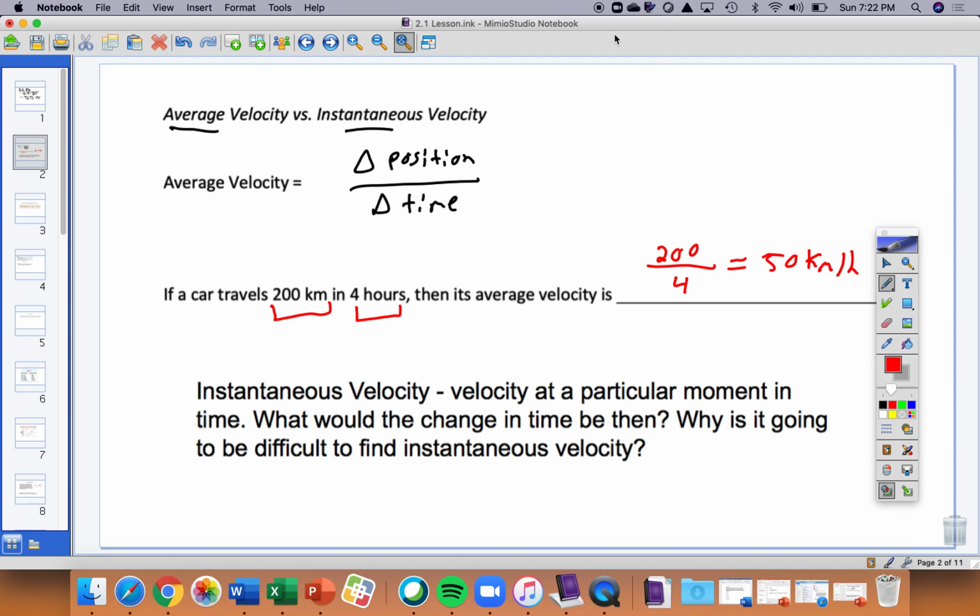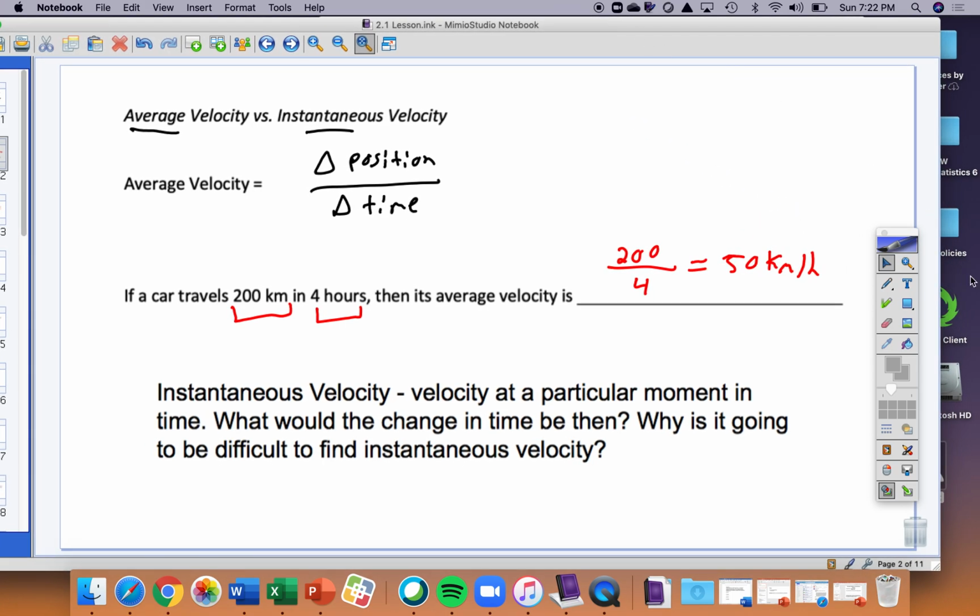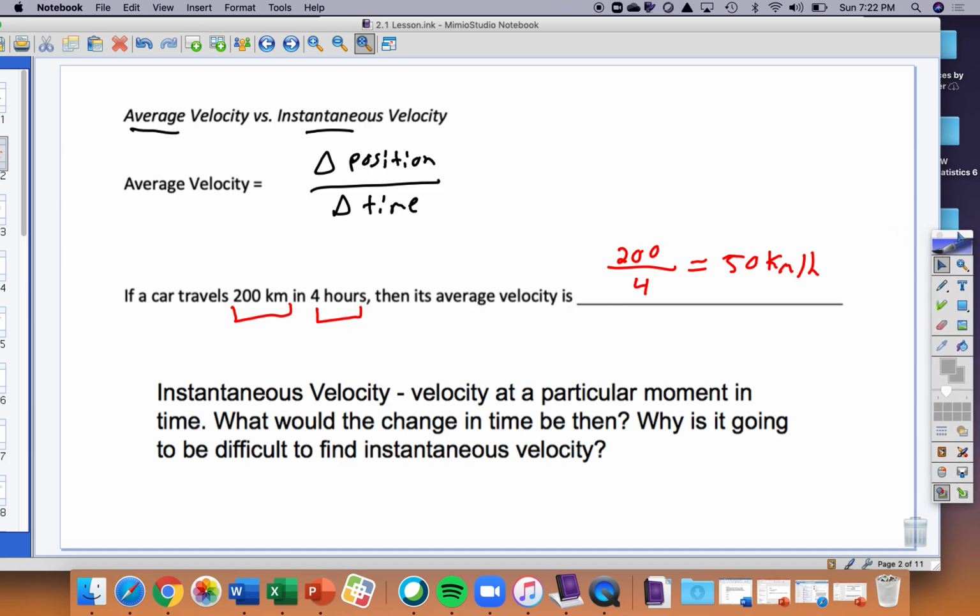However, was I really going 50 kilometers per hour the whole way there? Probably not. Somewhere along the way, I was going to have to stop and use the bathroom. At that point, I was going 0 kilometers per hour. And there were times when I was on the turnpike or the parkway, and I was going faster than 50 kilometers per hour. So while 50 kilometers per hour is the average velocity, it's not the instantaneous velocity. I wasn't traveling that speed the entire time.